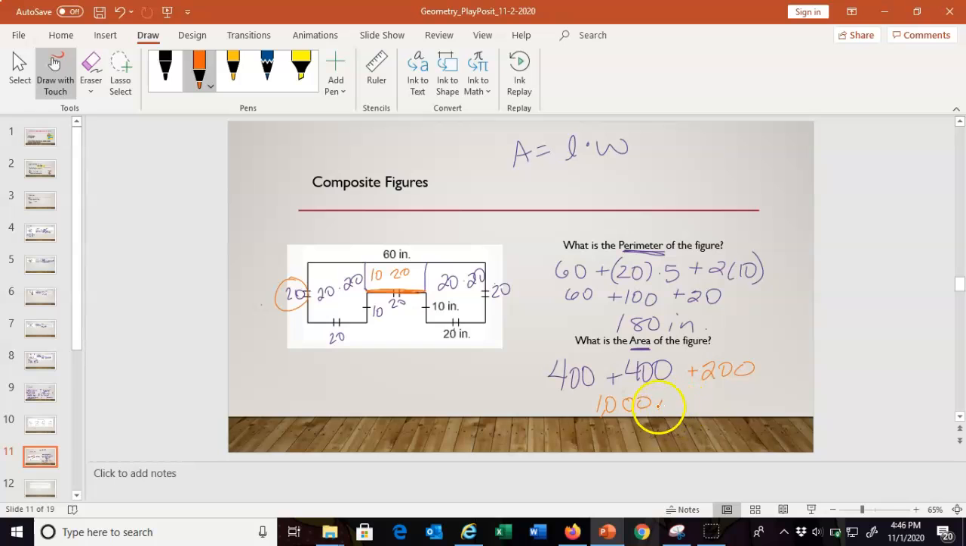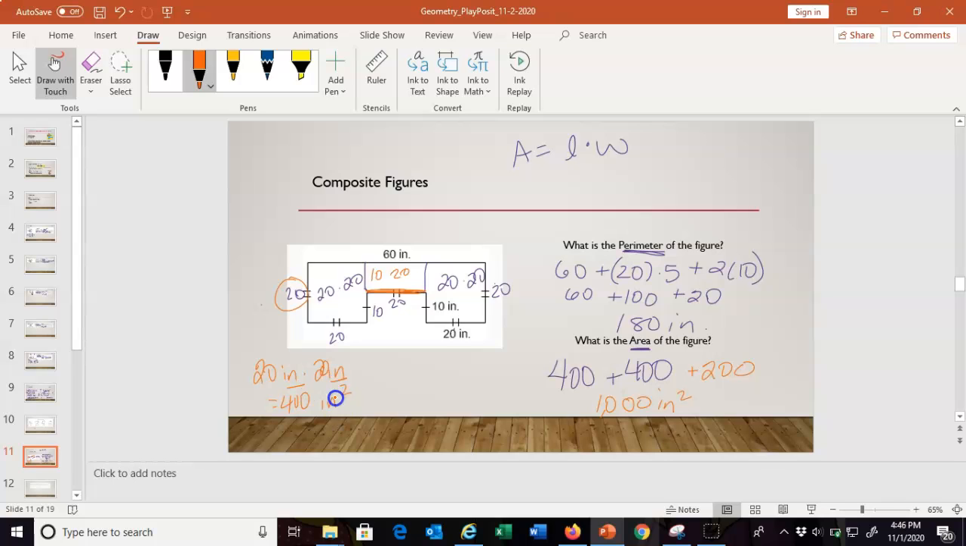So we get 1,000 inches squared. Remember, the area is always squared. And the reason for that, I'll show you here on this square, we had 20 inches times 20 inches. That's how we got 400 inches squared.